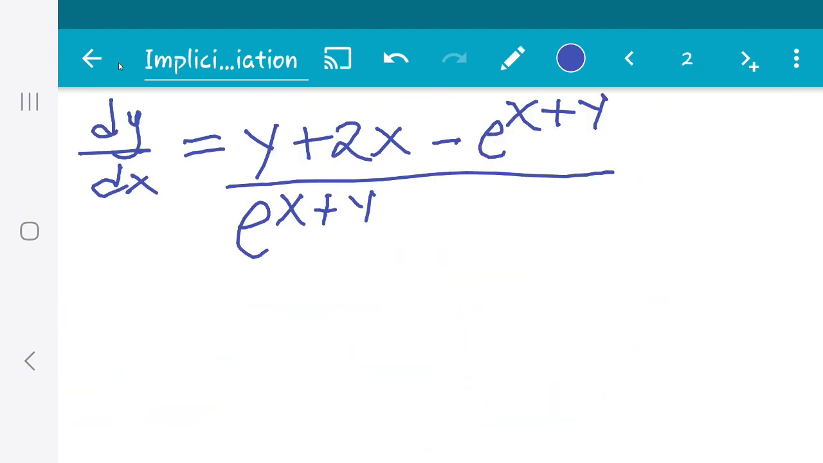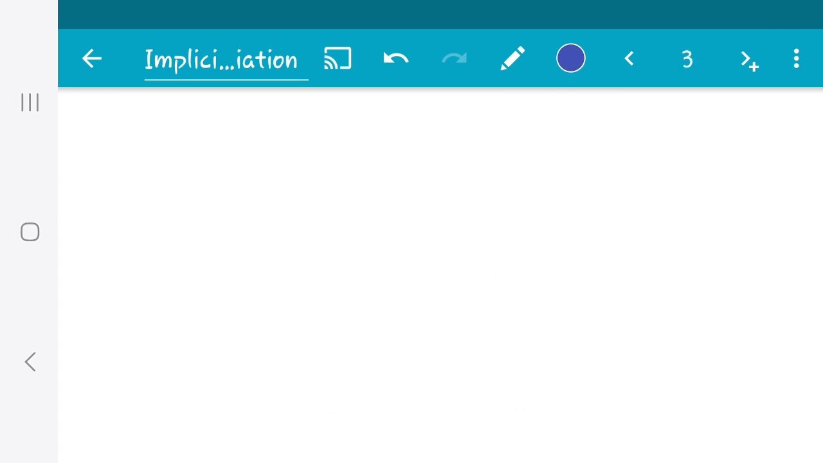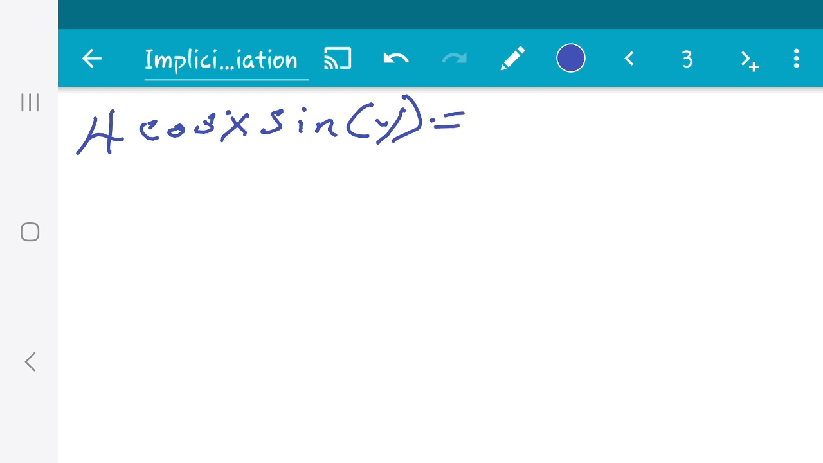The second question: say we have cos of x sine of y equal to 1 over cos of x. How can we differentiate it implicitly? Still the same thing: the chain rule applies everywhere, or most of the time we're using the chain rule.